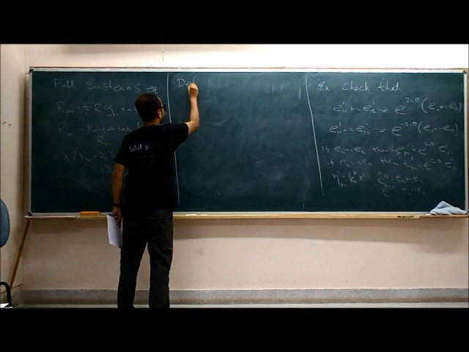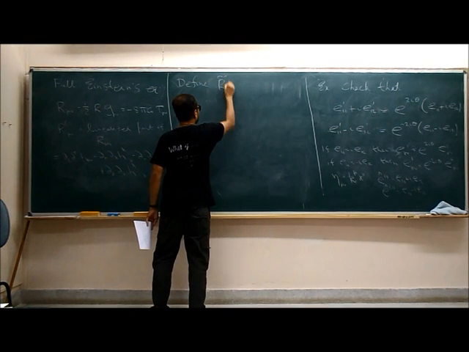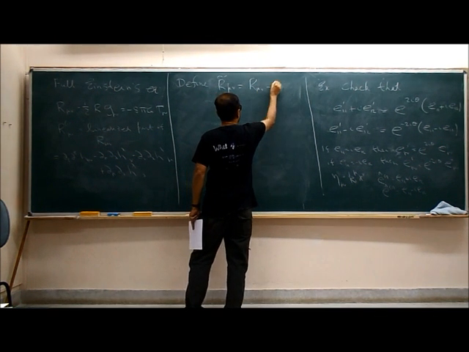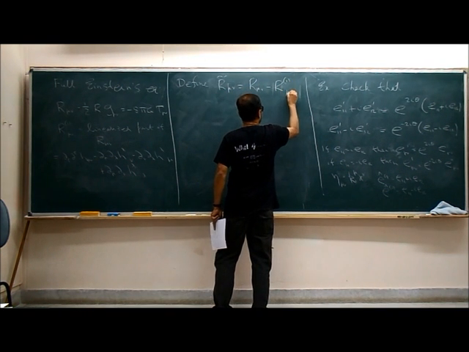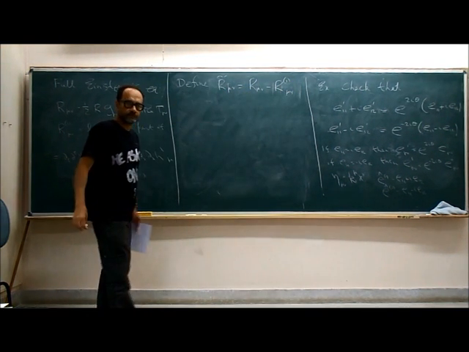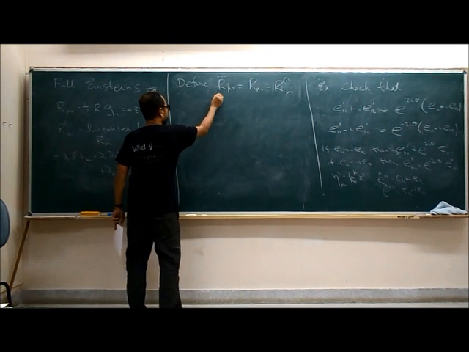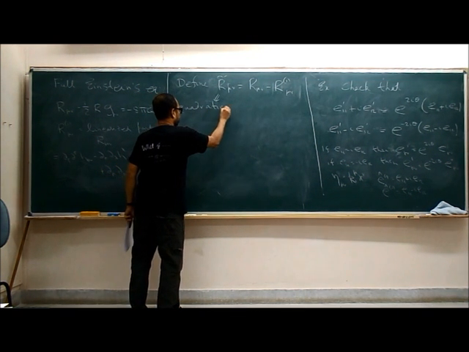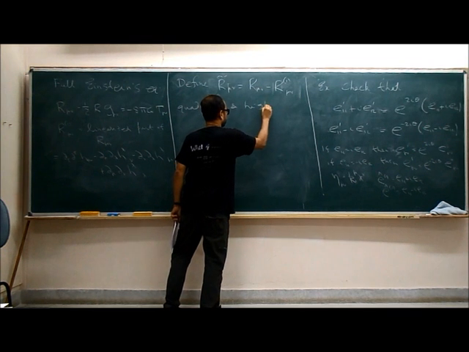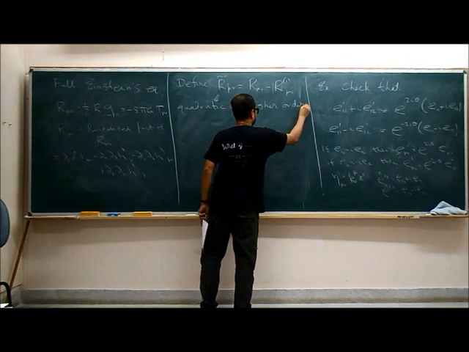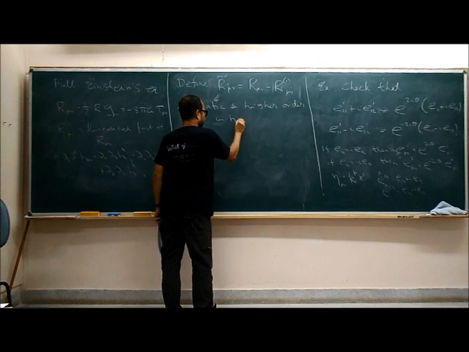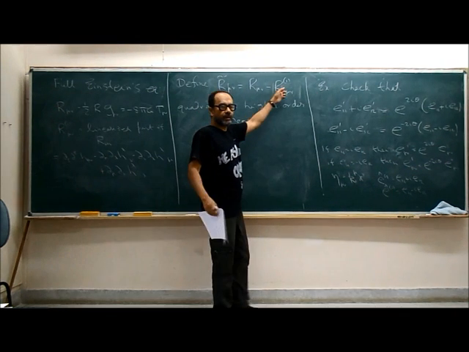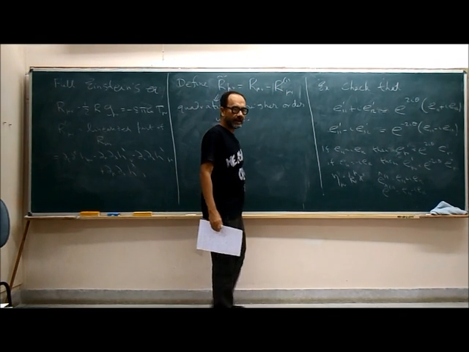So we define R tilde mu nu as R mu nu minus R1 mu nu. So this is by construction quadratic and higher order in H. Because you have taken out the linear piece in R1 mu nu, this difference is automatically quadratic and higher order in H.